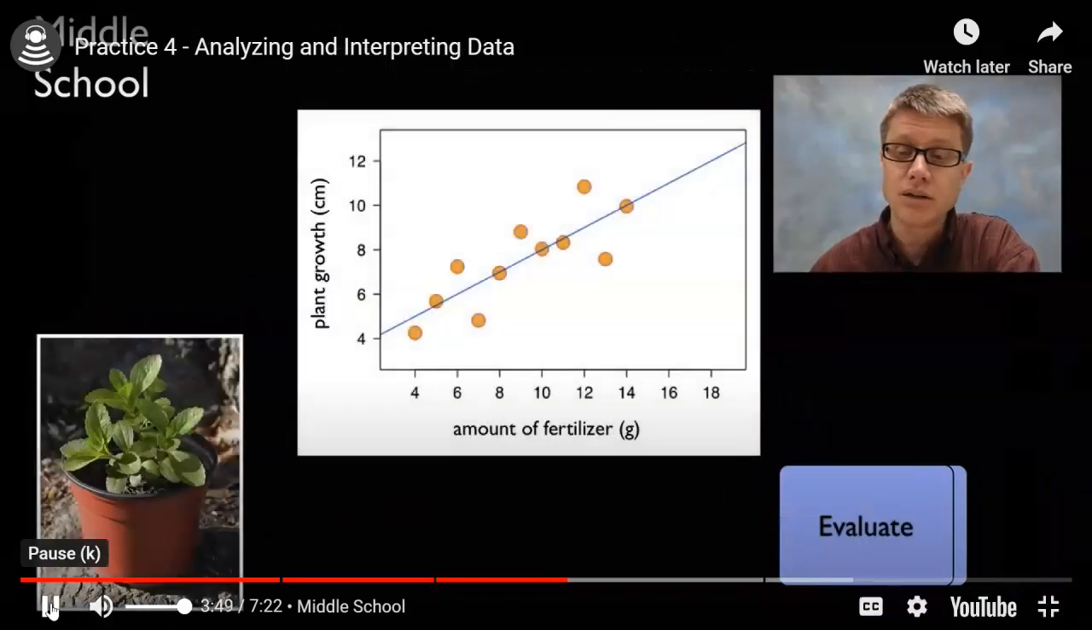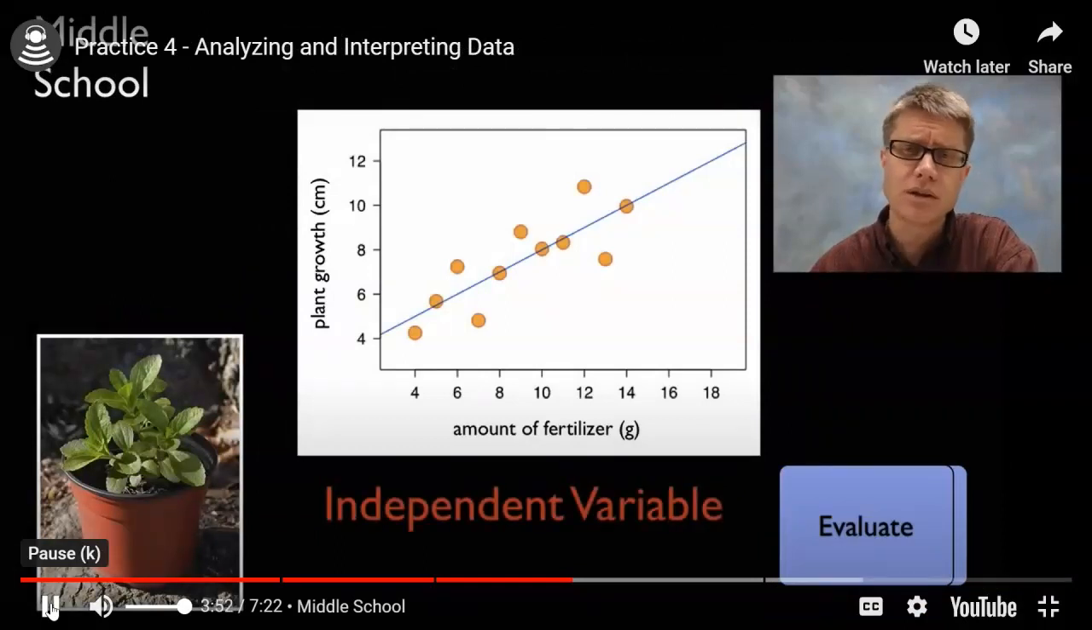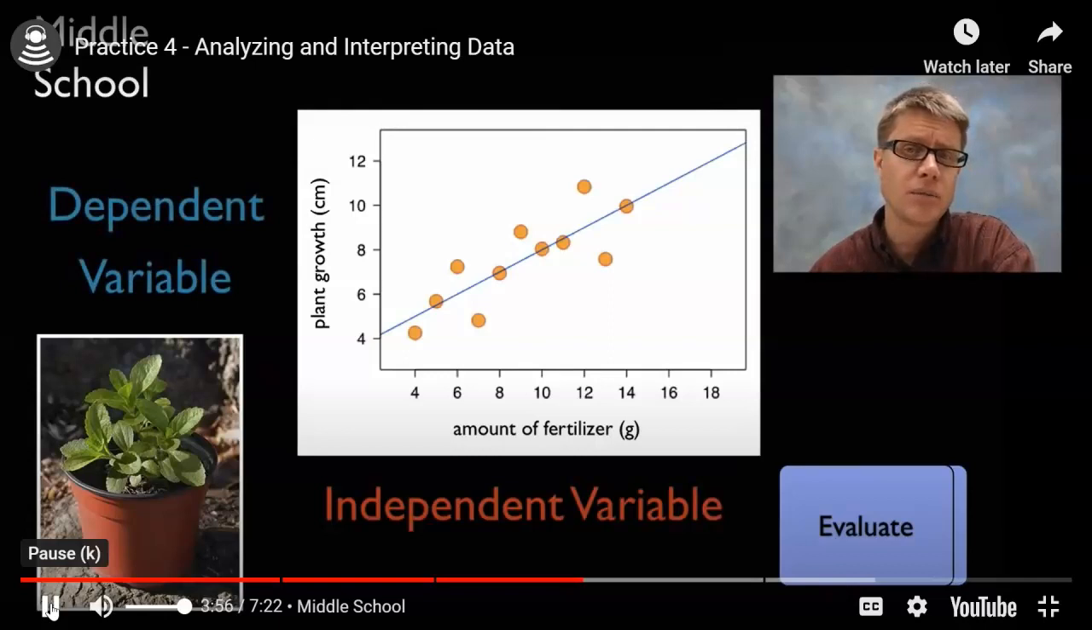As you move from middle school into high school, you want to make sure they understand the difference between an independent and a dependent variable. Independent variable, remember, is going to be the thing that you change in an experiment or I change in an experiment. Dependent variable is going to be what changes as a result of that.